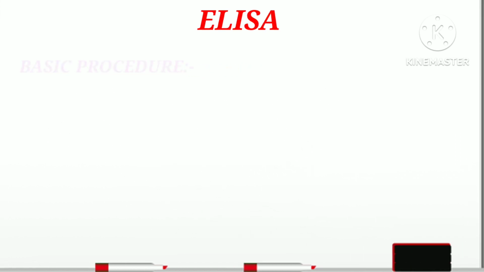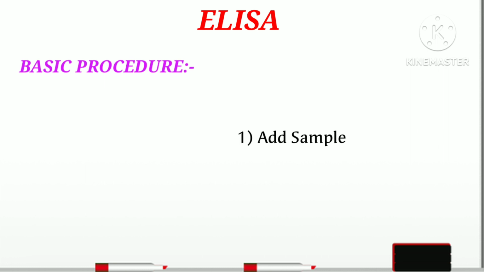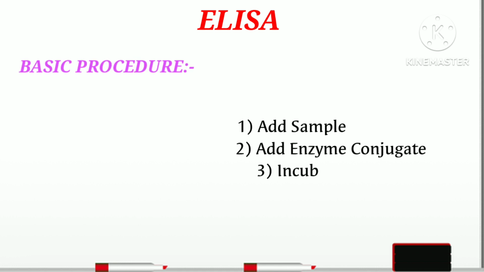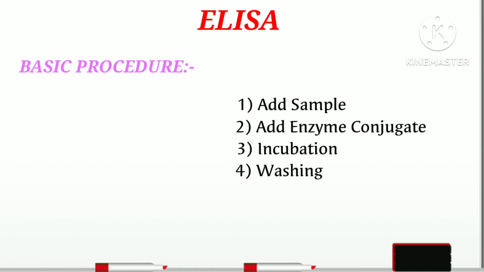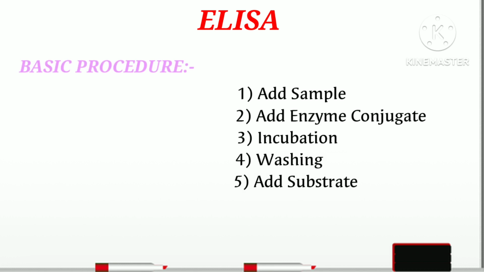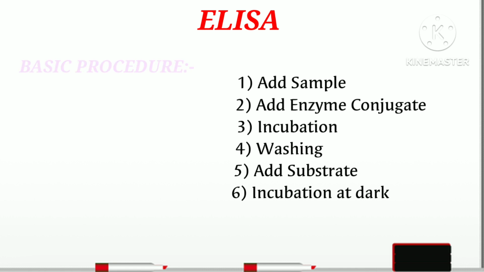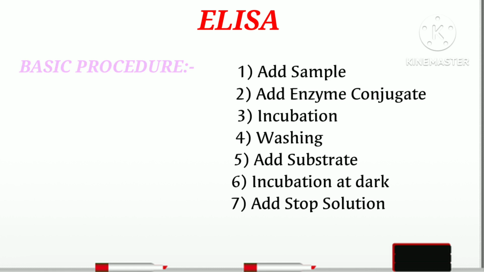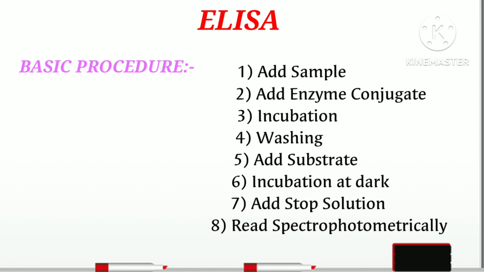Coming to the next point, basic procedure of ELISA. First, in the microtiter wells, we add patient sample. After adding sample, we add enzyme conjugate. Then incubation is done. After the incubation, washing is done with the help of wash buffer. After washing, add substrate and incubate the microtiter plate in a dark place.